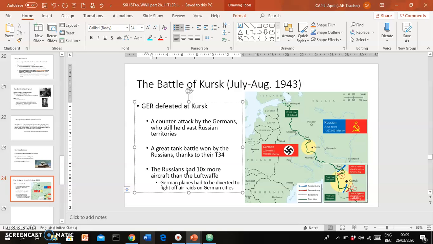Remember also, and I have to point this out, that one reason for the Germans being outnumbered in terms of aircraft was that the Germans had to divert some of their planes to fight off the Allies, as the Allies started their bombing campaign of major German cities.